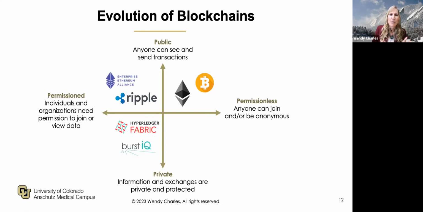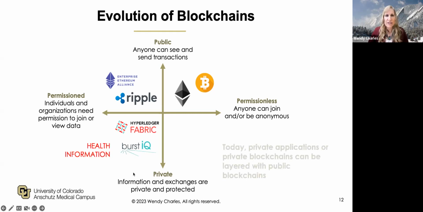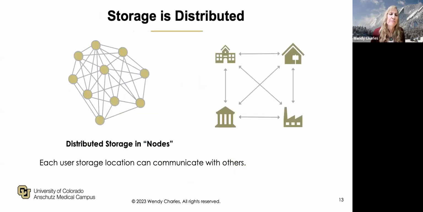Now, as blockchains have evolved, we've seen more and more features and more nuance. So previously they were all public and permissionless, and now we're seeing variations and combinations of how blockchains can be formed with levels of visibility and control. While health information tends to be private and permissioned, we're also seeing evolution into private applications that can be on top of public blockchains. And so it's just important to know the takeaway is that there's lots of variety about how these can be designed and formed in order to achieve specific purposes.